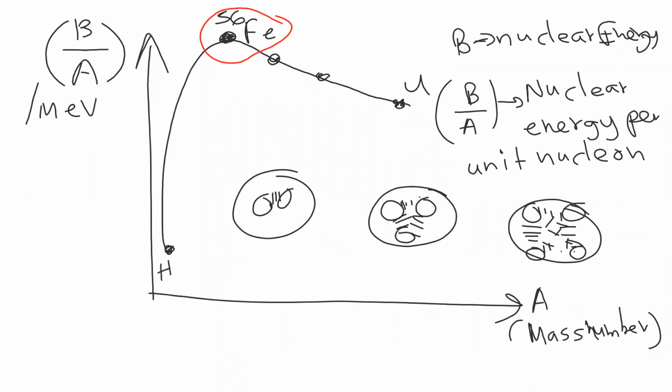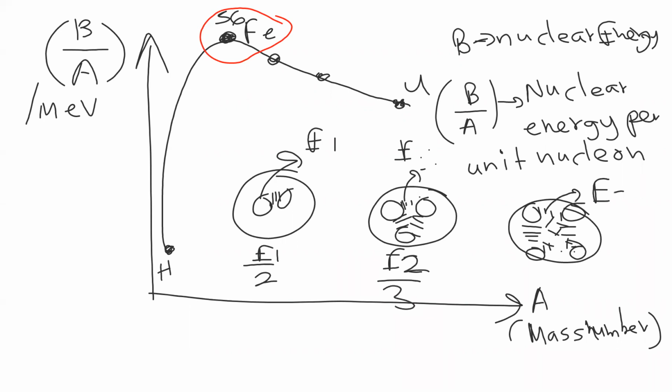So that's why we take the total binding energy divided by the number of nucleons. So here if the energy is E1, the number of nucleons is 2, so B over A means E1 over 2. Here if the binding energy is E2, it is E2 over 3. Here if the binding energy is E3, it's E3 over 4.